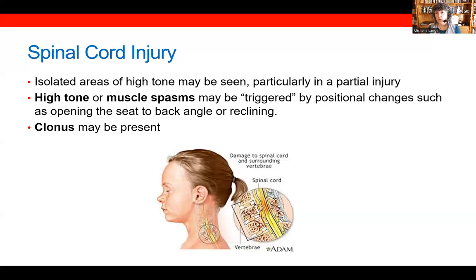Clonus can be seen in numerous areas. It's more common in the ankle, and we just have this kind of rhythmic beat, and it's often controlled by simply flexing the ankle.